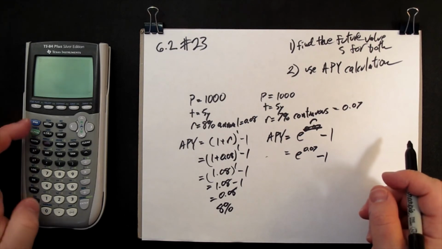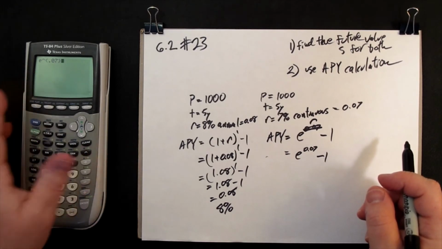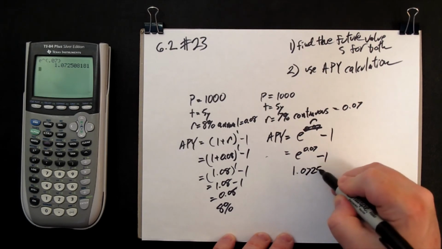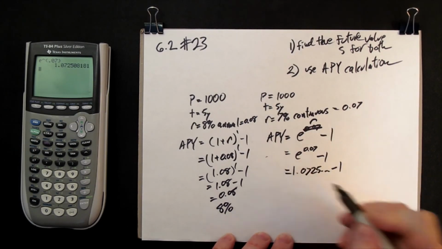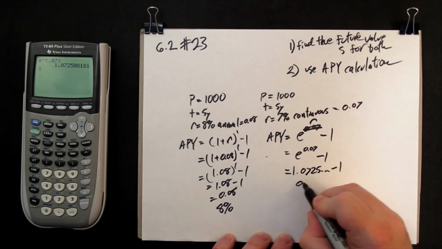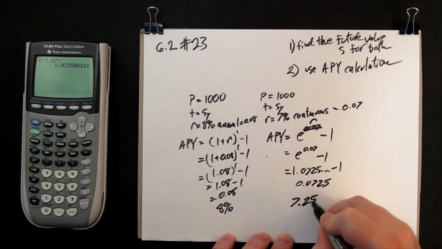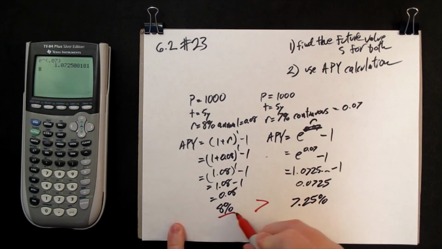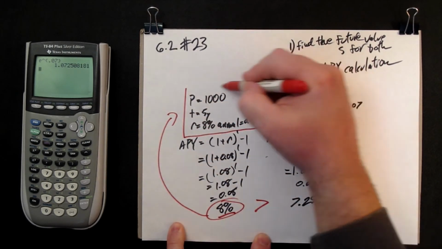For the Euler's one, again, you need the calculator. Enter your interest rate as a decimal. So 1.0725. It's got several more decimals. You want to include those in the calculation and round at the very end. So subtract 1, 0.0725. So this is 7.25%. Okay. The question is, which is better? So this one's larger. So this investment vehicle is better.